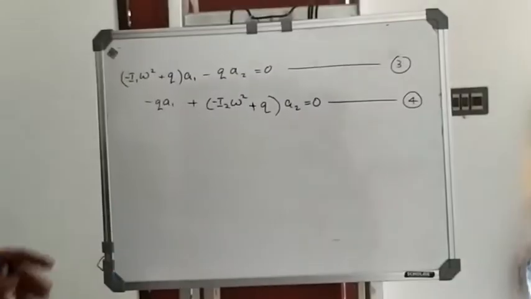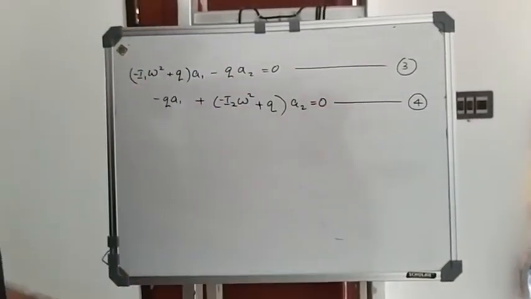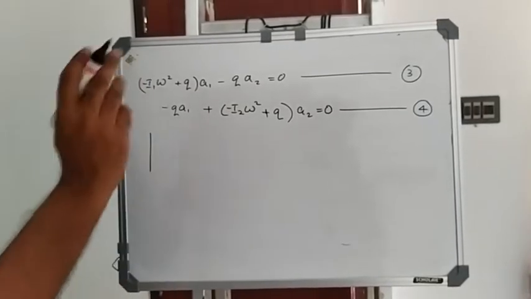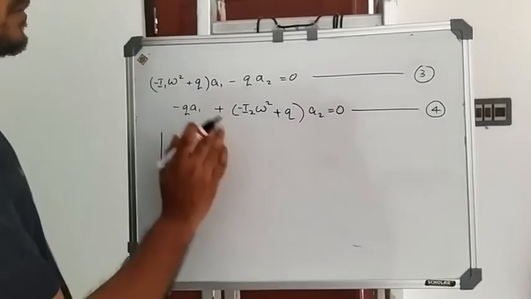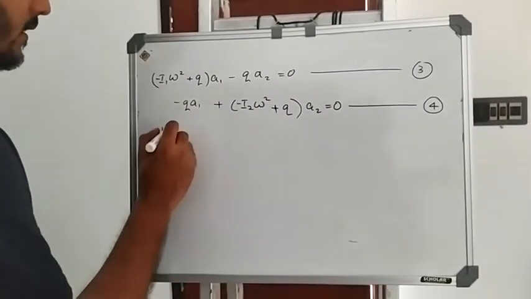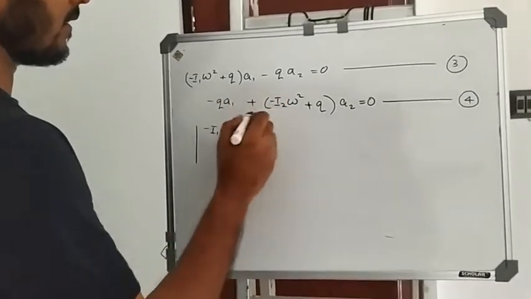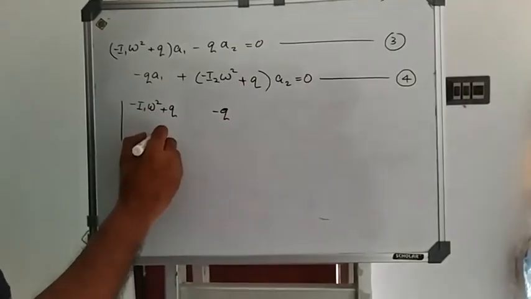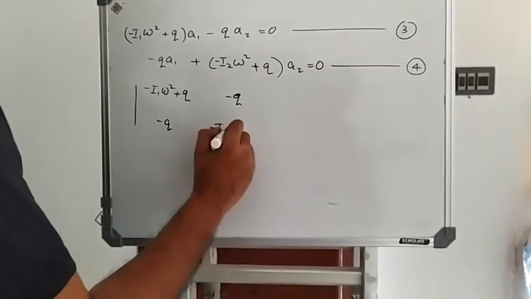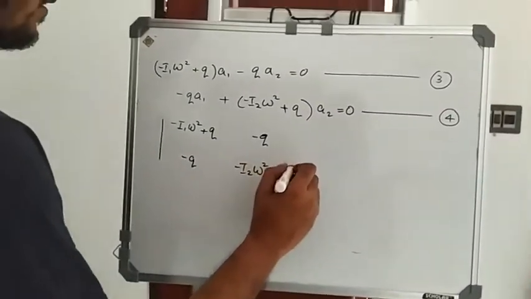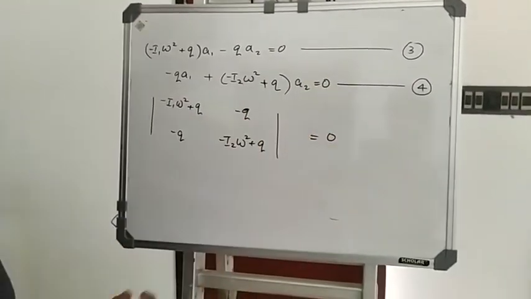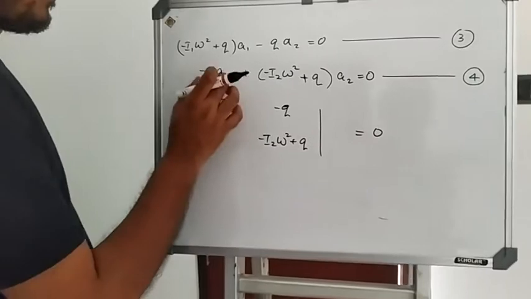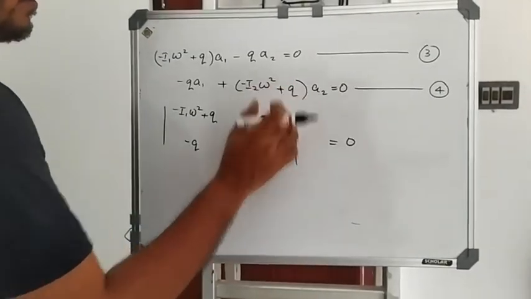Now, let us transform these equations into matrix form and then find the determinant. The matrix will have the coefficient values of A1 and A2 separately. That means we can write it like this: minus I1 omega square plus q, this term is minus q. What will be here? This will be minus q, and here it will be minus I2 omega square plus q. Let us find the determinant and equate it to 0. See, this is the term of A1 and A2. Now this is the term of A1 in the second equation, and this is the term of A2 in the second equation.